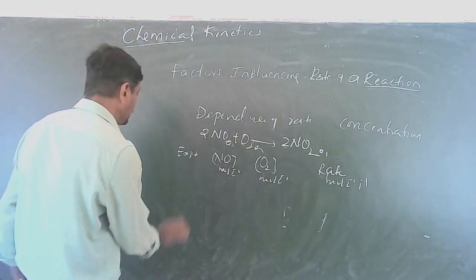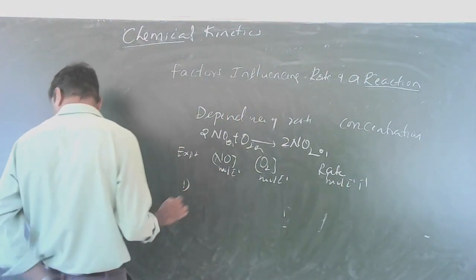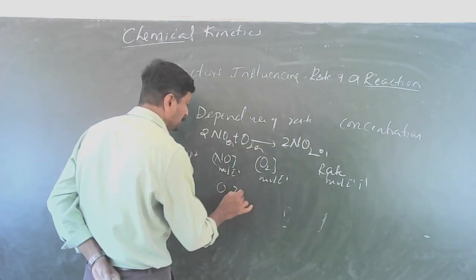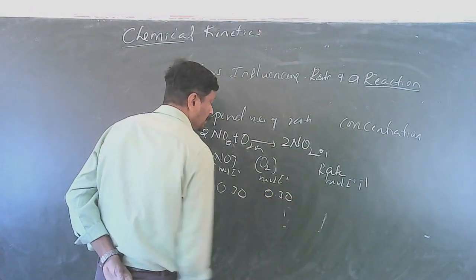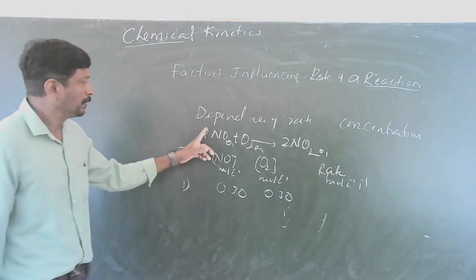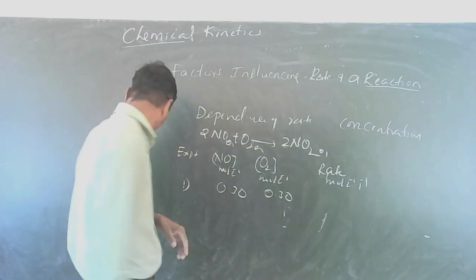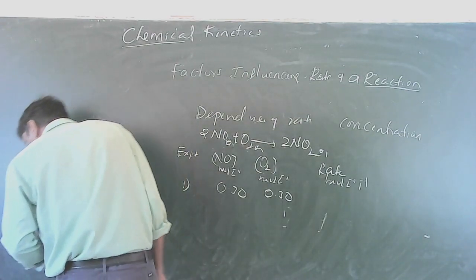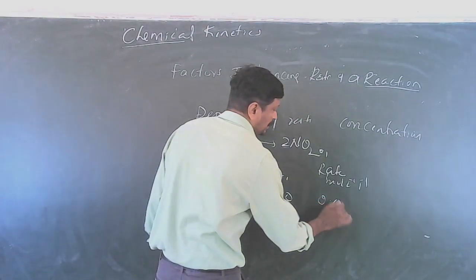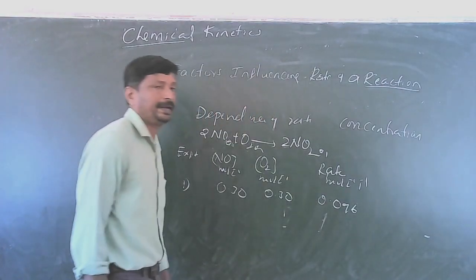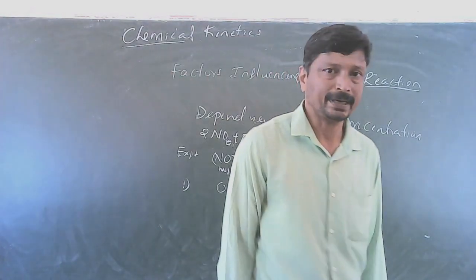In the first experiment, you have taken 0.30 mole for both NO and O2. The rate is found to be 0.096 moles per liter per second.